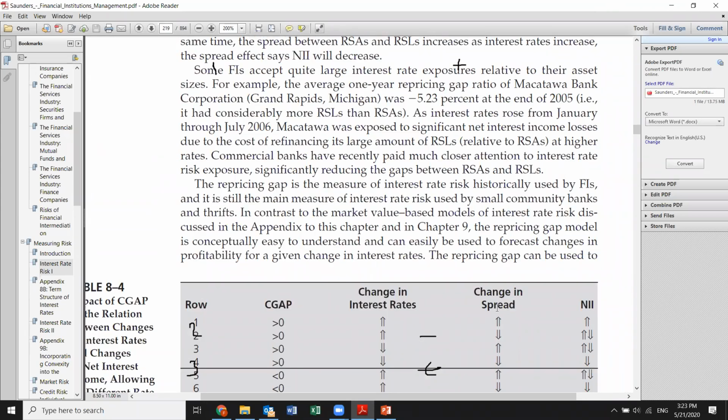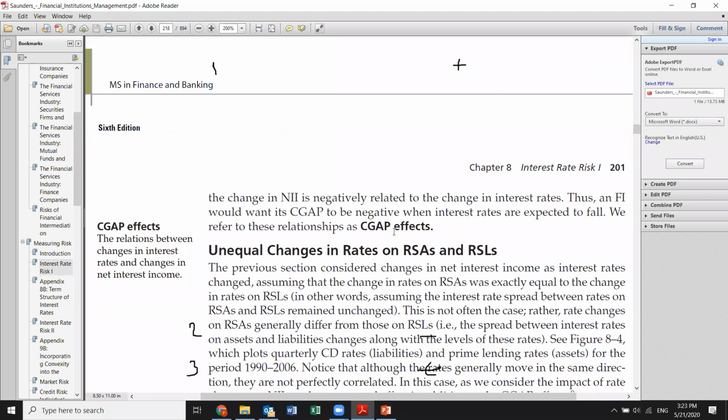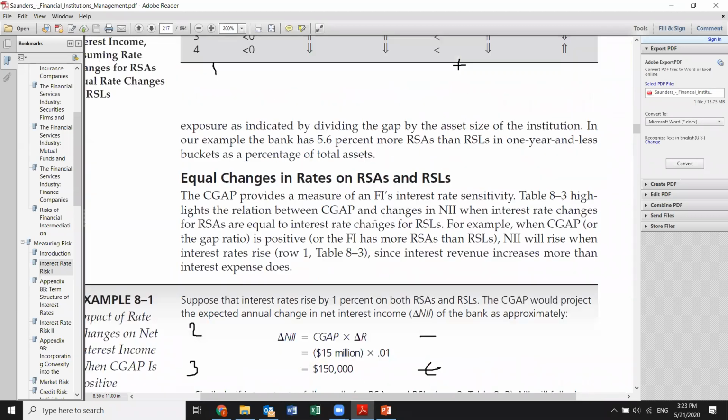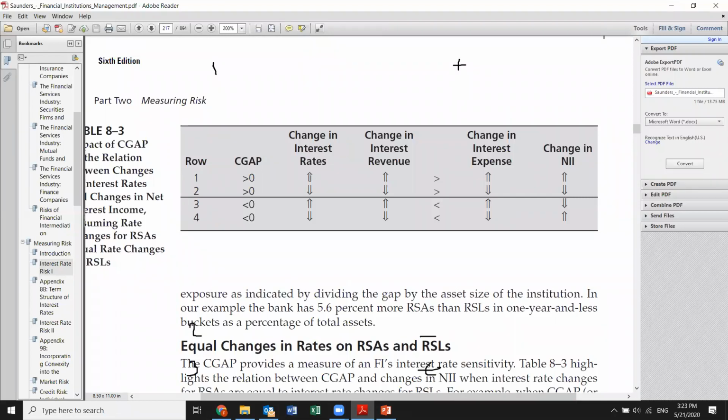But for spread change, it's different. We're going to talk about it when the interest changes. But now we're talking about if the interest rate changes in the same way. Look here, this is the table I'm talking about. It says that if the cumulative gap is more than 0 and interest rate increases, change in interest revenue will increase more than change in interest expense. That will bring the interest income up. Net interest income goes up.